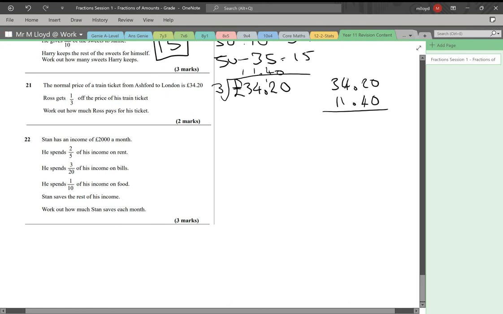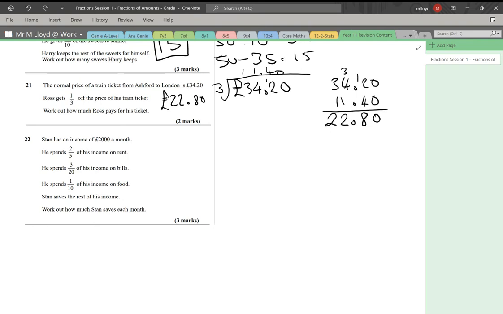So I'm going to have to steal 10 from there to go into there. 12 take 4 is 8. 3 take 1 is 2. 3 take 1 is 2. So he pays £22.80. Right, last question. We've almost done, and hopefully you've done a good batch of revision here.